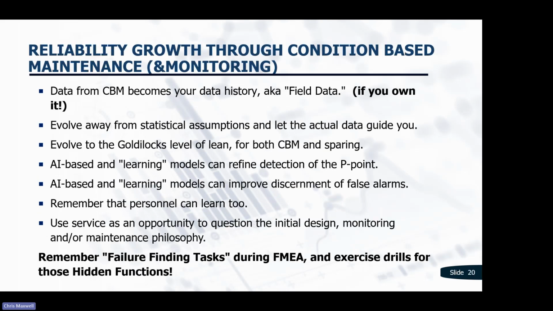So, reliability growth through condition-based maintenance. This is where we're getting to sort of the happy ending, if you will. If you apply all of those previous processes to help, you can evolve away from statistical assumptions and let the data guide you. You can get to the Goldilocks level of lean for both your maintenance and sparing, okay?